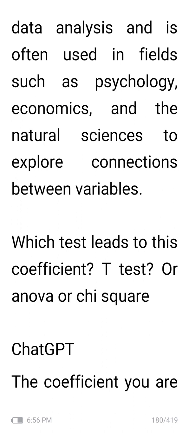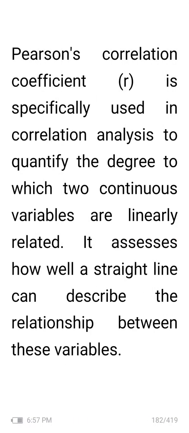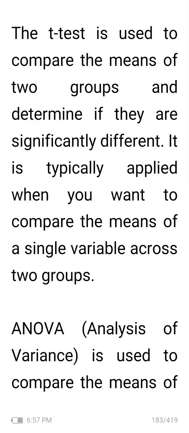Which test leads to this coefficient? T-test or ANOVA or chi-square? Which one? The coefficient you are referring to, Pearson's coefficient, is associated with correlation analysis, not the t-test, ANOVA or the chi-square test. Correlation analysis is used to measure the strength and direction of a linear relationship between two continuous variables. Pearson's correlation coefficient is specifically used to quantify the degree to which two continuous variables are linearly related. It assesses how well a straight line can describe the relationship between these variables.